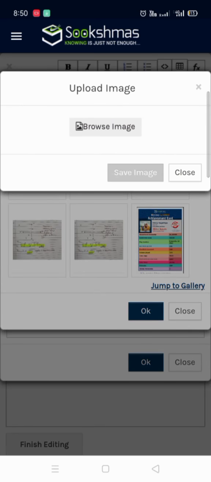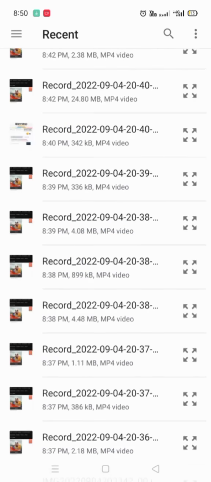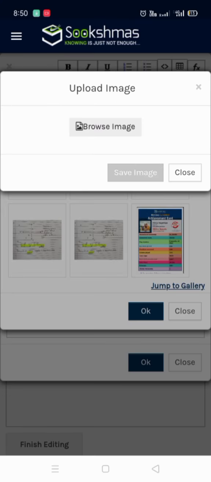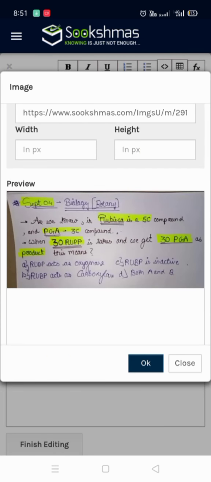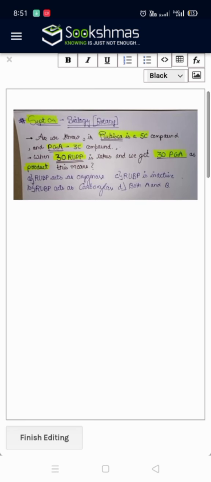So just try to keep the size of the image 200 to 300 KBs only. If you have to search for the image, you have to go to browse image. You will get your image over here. You have to select your image from here and just click it. I got my image over here. See, this is the question. Okay, I have just set it over here.